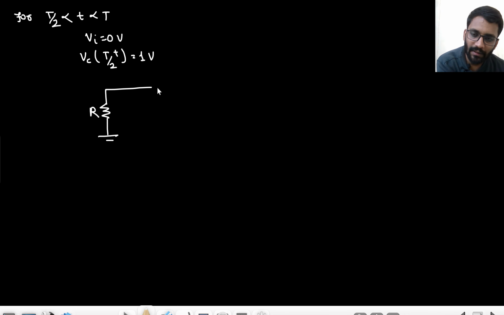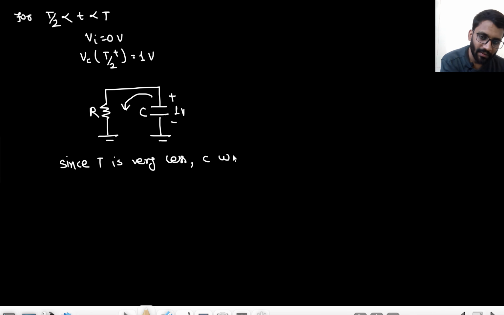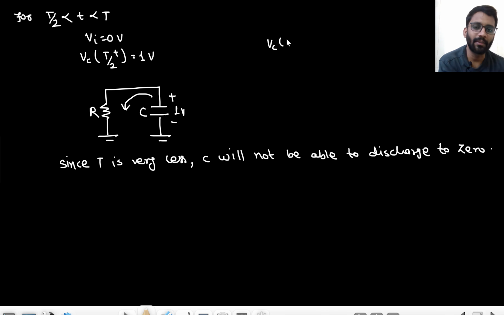This is the resistance, this is the capacitor that is already having 1 volt. Now this 1 volt will try to discharge to 0 volt, but since time is very less, since T is very less, the capacitor will not be able to discharge to 0. Actually tell me what will be the equation of capacitor voltage?